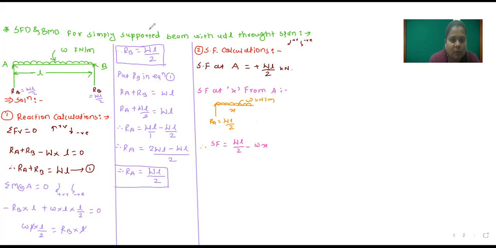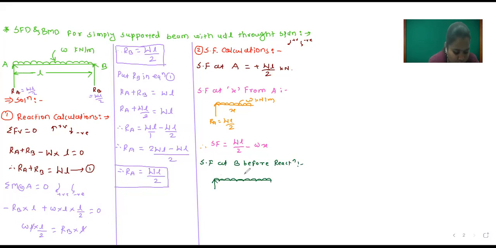Next, third step, we will find out shear force at B before reaction RB. That means without considering this RB value, we will find out the shear force. So we will consider this whole figure without this RB.